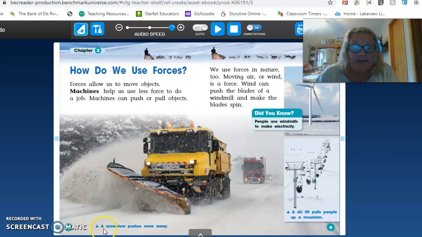This caption says, a snowplow pushes the snow away. And here it says, a ski lift pulls people up the mountain so they can go skiing. This says, did you know people use windmills to make electricity?